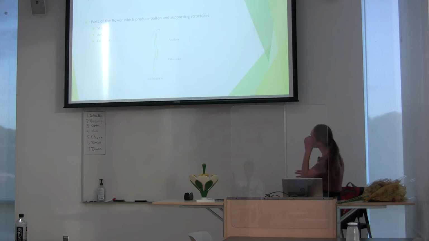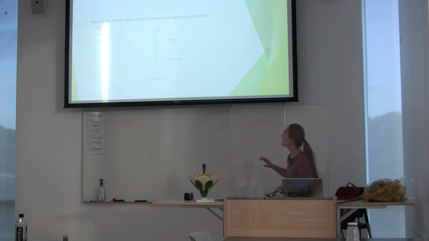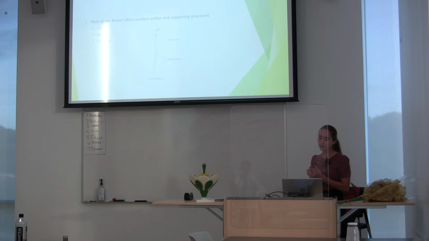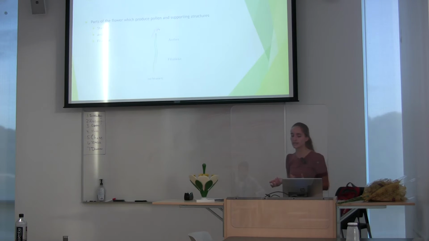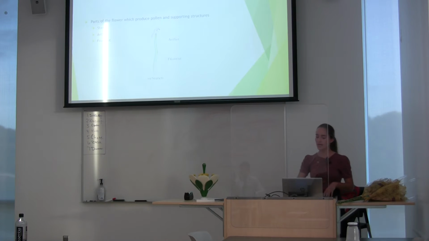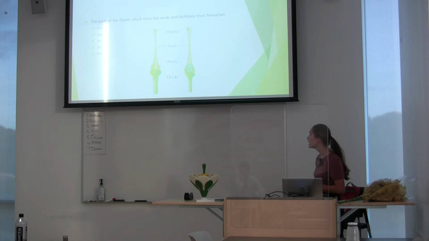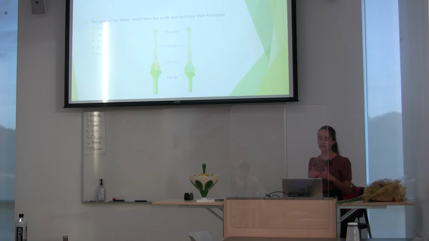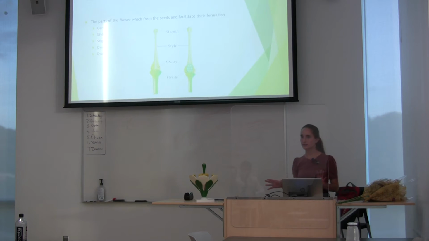To give you an idea, I separated them to help with the visual. The male parts produce the pollen, along with the supporting structures, so the filament and anther group together under the stamen. The female parts are the carpel, broken down into the stigma, style, ovary, and ovules. Does anyone have any questions about that?